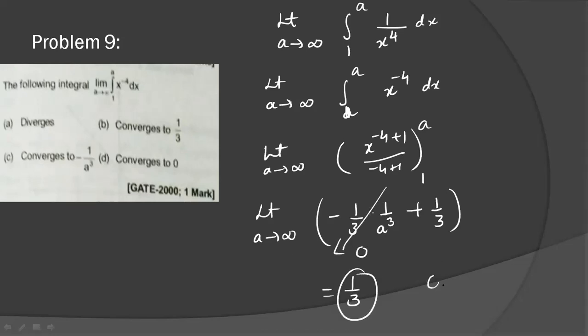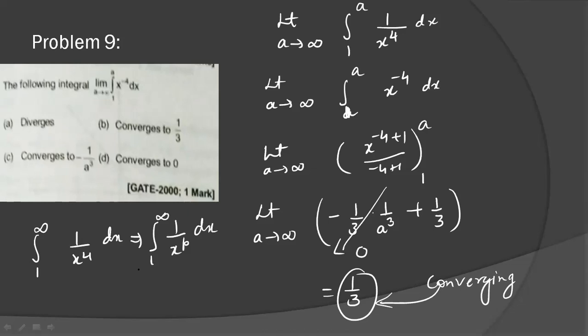As a tends to infinity, this term is tending to 0. So the integration is converging, to which value? Converging to 1 by 3. And using the p-test also, if you compare the integral from 1 to infinity of 1 over x to the power 4 dx with the integral from 1 to infinity of 1 over x to the power p dx, if p is greater than 1, then this integration always converges. I have already discussed this p-test in lecture 22a, so you can see more detail for this type of problems there.